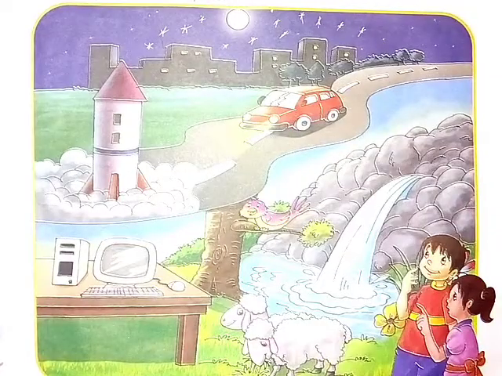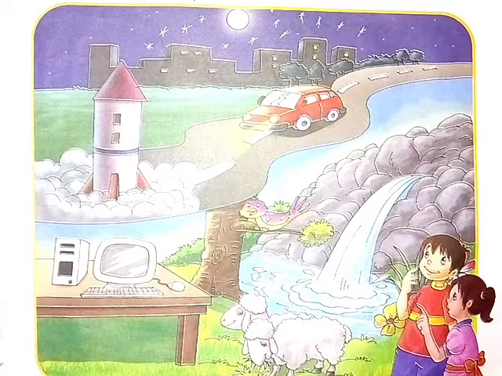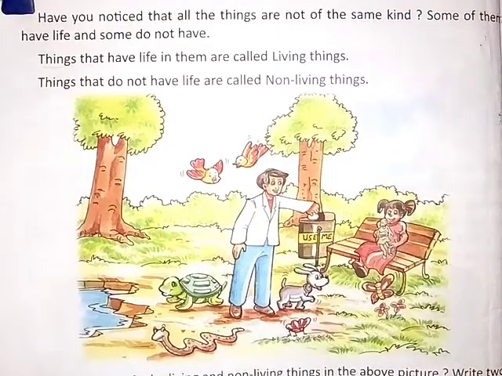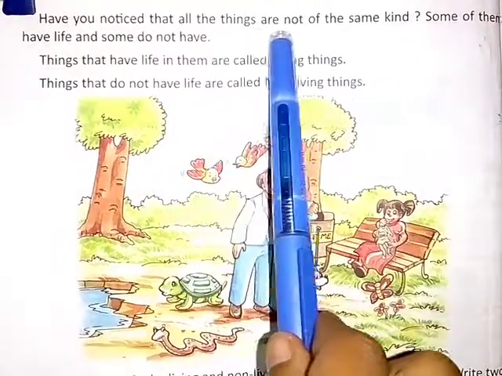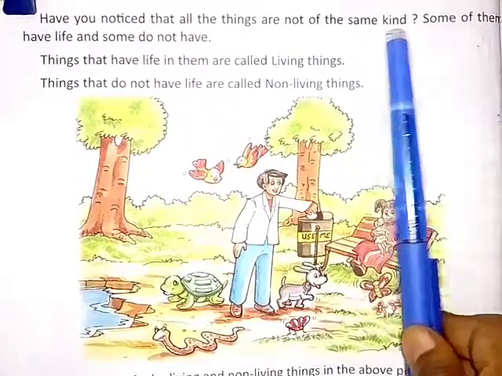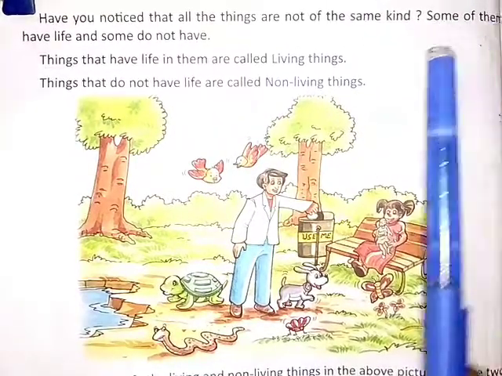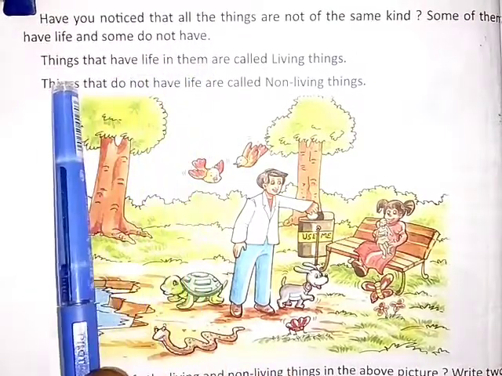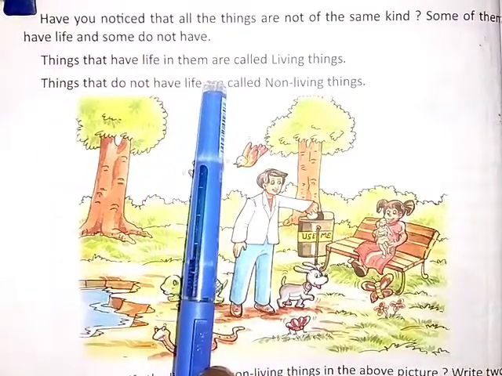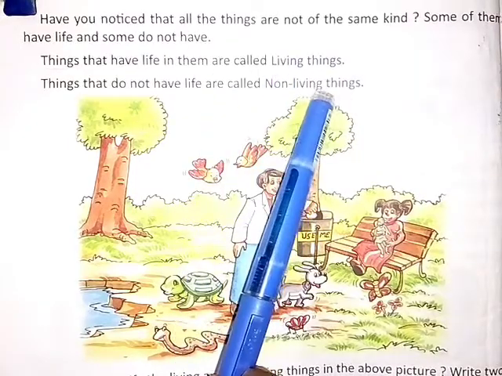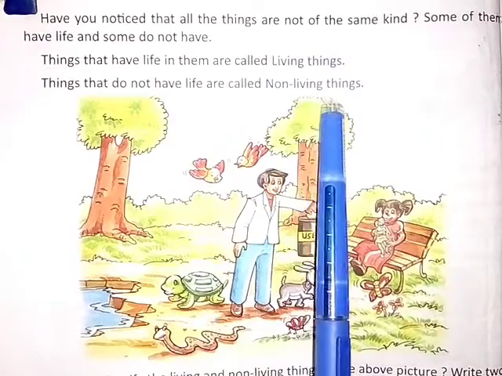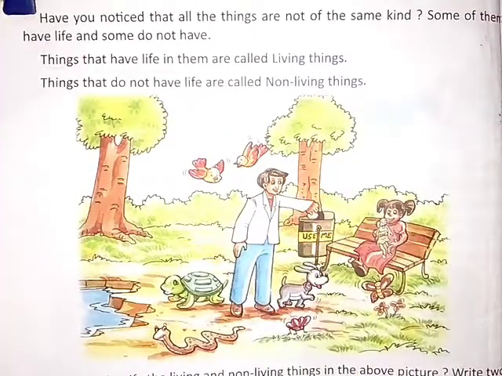Look at the following picture and observe the different things that we usually see. Have you noticed that all the things are not of the same kind? Some of them have life and some do not have. Things that have life in them are called living things. Things that do not have life are called non-living things.